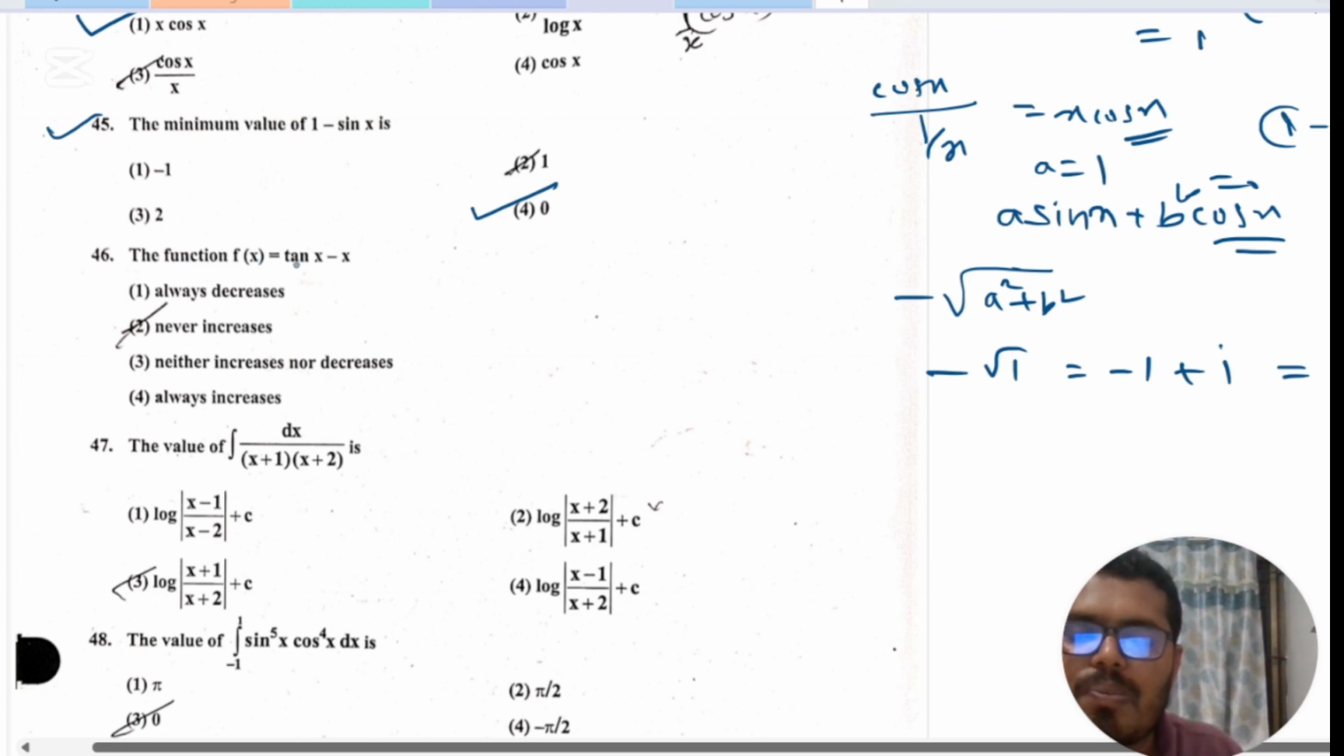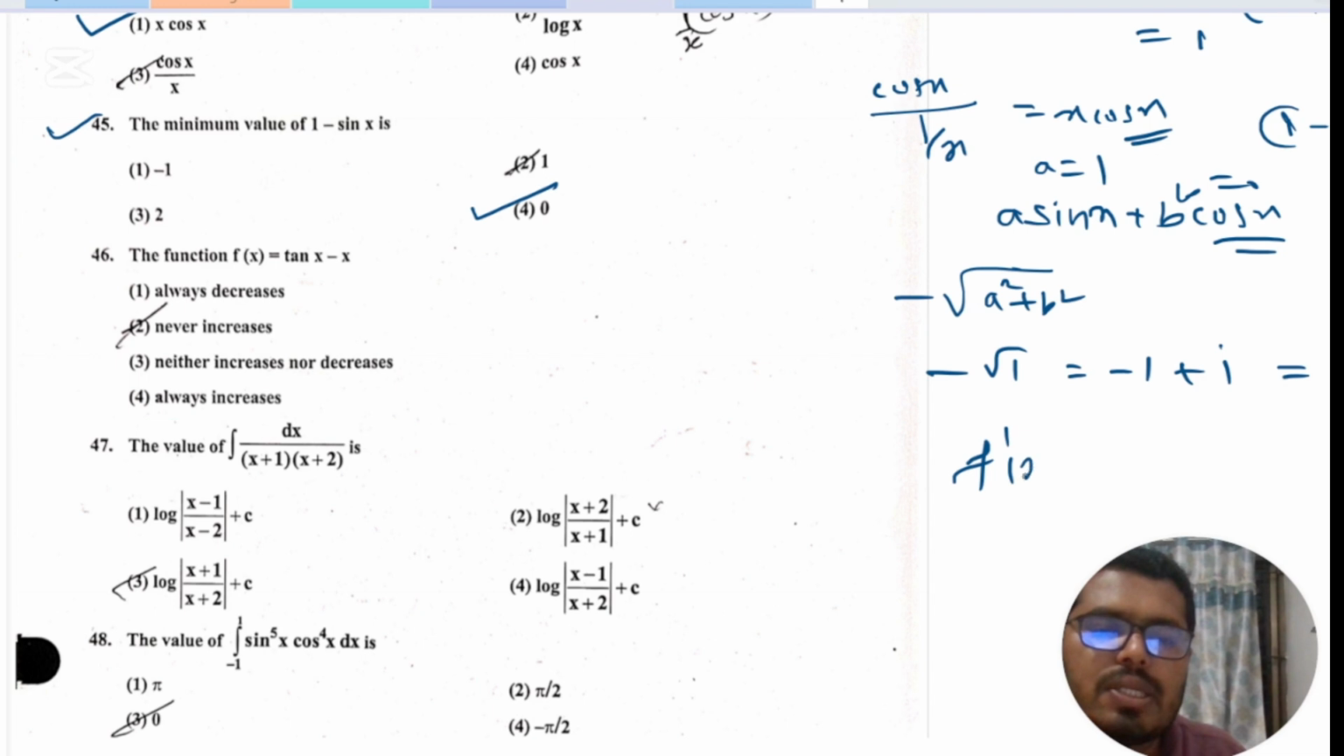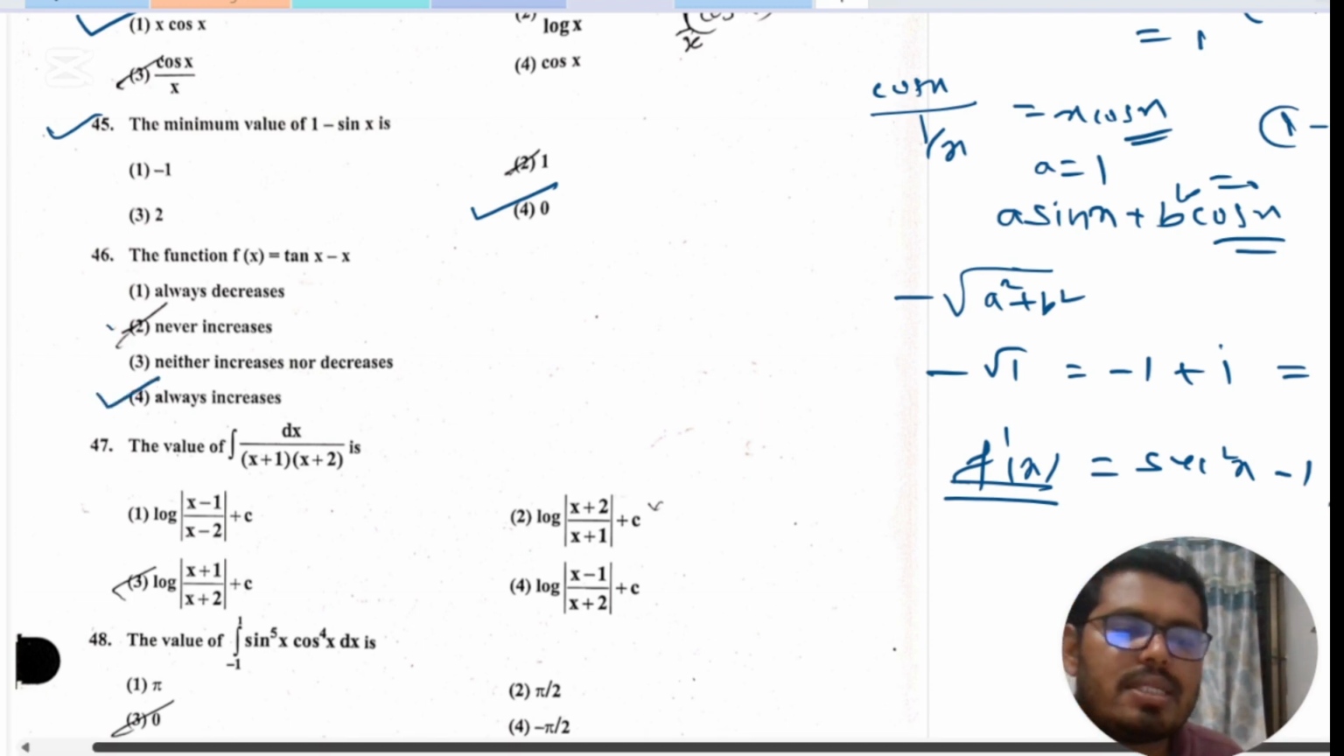Next, the function f of x is tan x minus x. Find the derivative here. f dash of x is equal to sec square x minus 1, and this is always greater than or equal to 0. This implies that it is an always increasing function. Option number 4 is correct.